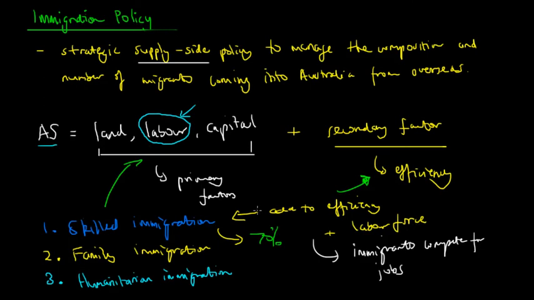However, as we shall see in further lectures, skilled immigration here can in fact improve or help the government achieve their 5 economic goals. And we're going to look at that in further videos.